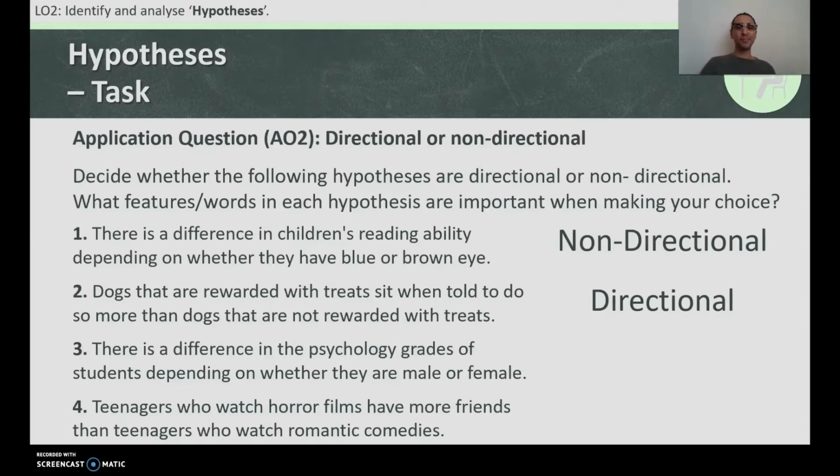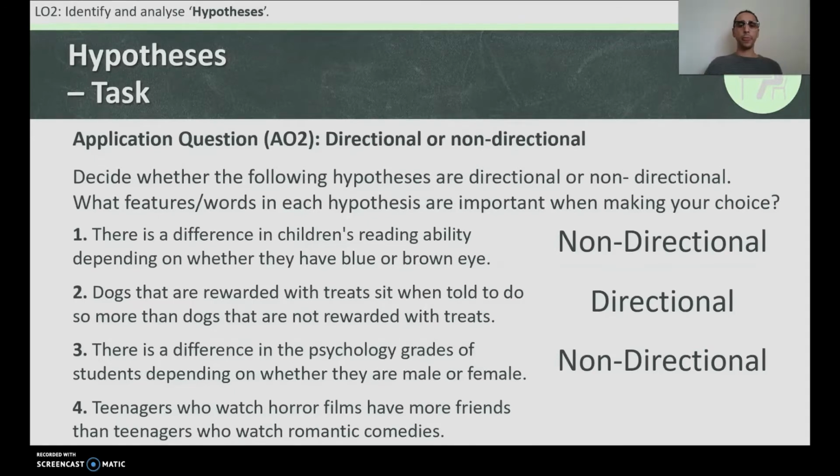Right, number three. There is a difference in the psychology grades of students depending on whether they are male or female. It says there's a difference. It's not saying better or worse for males or females. So this is a non-directional. Well done. Last one now. Right, last one, number four.